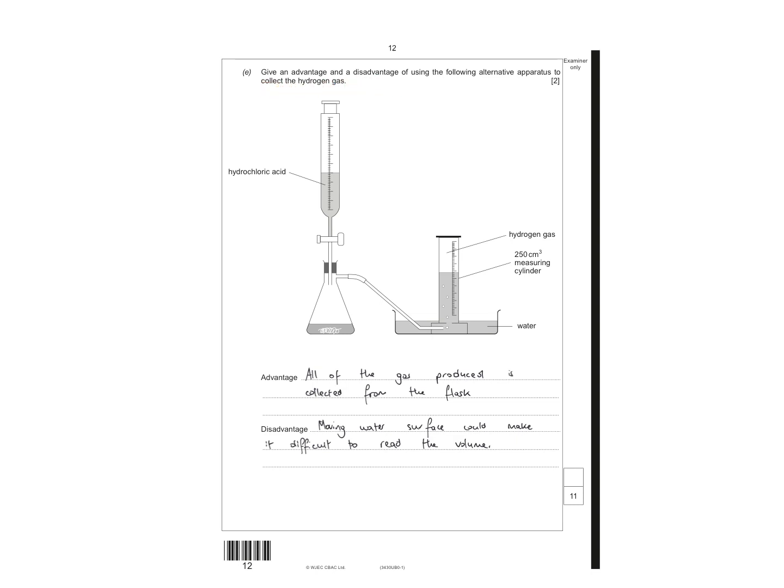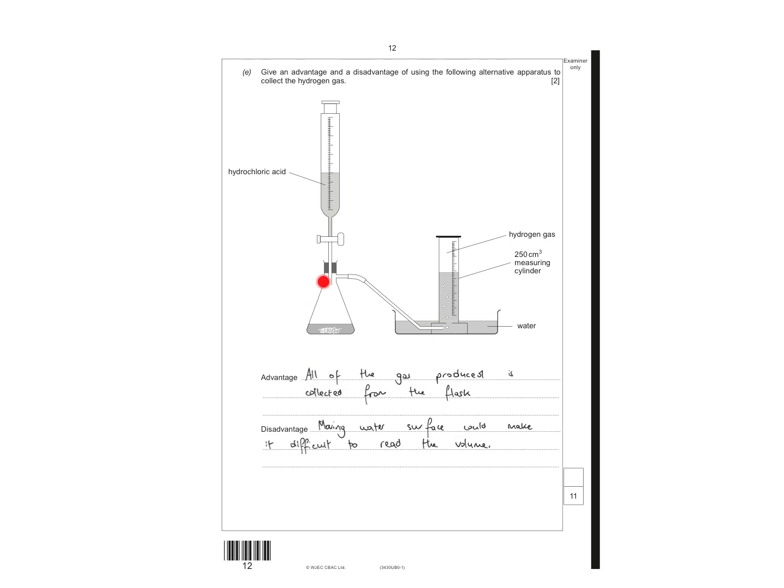Give an advantage and a disadvantage of using the following apparatus to collect the hydrogen gas. Well, first thing I can see what's going to happen is the gas is going to bubble through the delivery tube up into the measuring cylinder, and the volume of gas is going to be identified here. It's going to push the water level down.